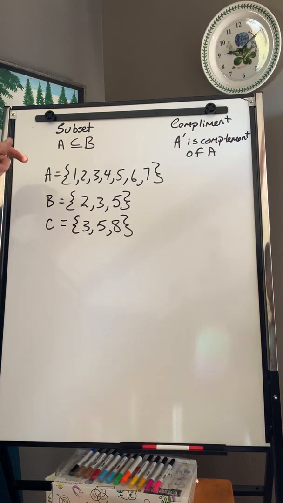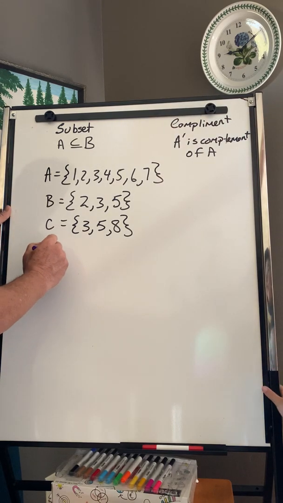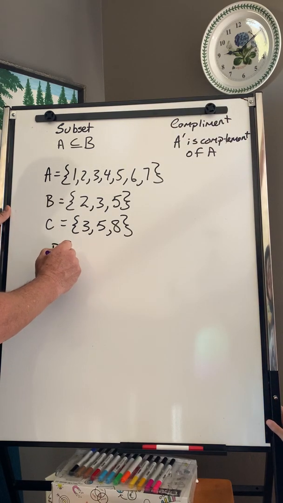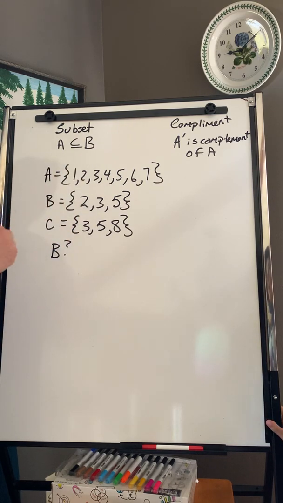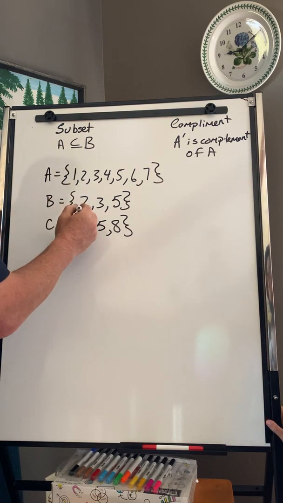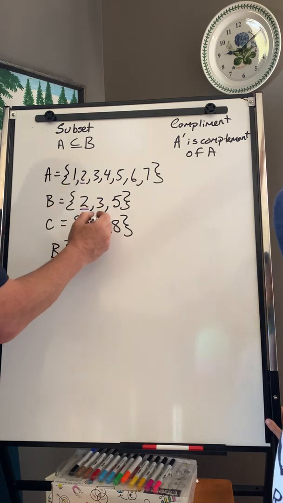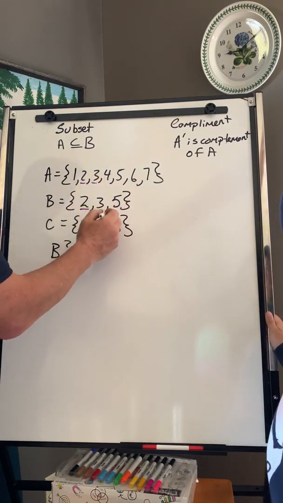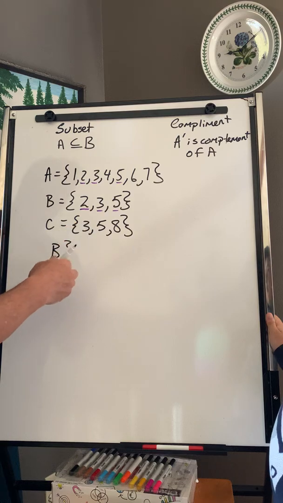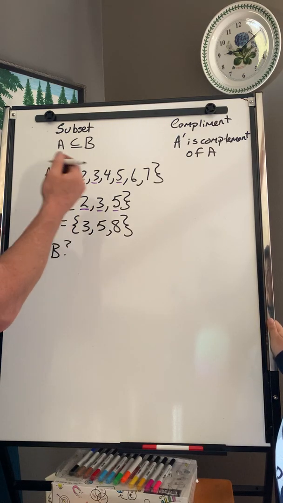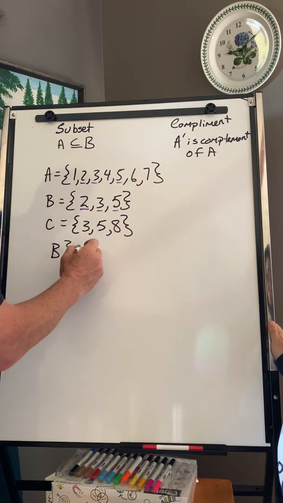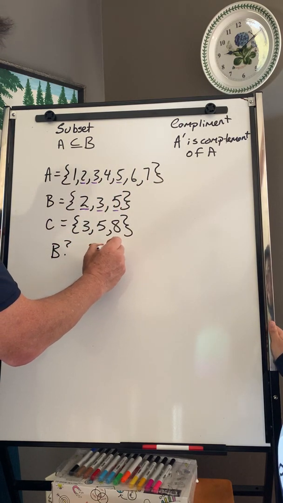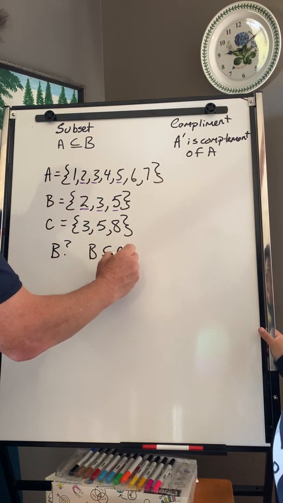So is B a subset of A? What I have to do, what do you think, Caden? Are all the parts of B in A? Yes. Because we have 2 and 2, 3, 3, 5, 5. So is B a subset of A? Yes, because all of the elements of B are in A. So we write B is a subset of A.